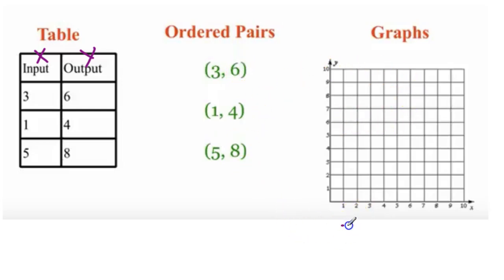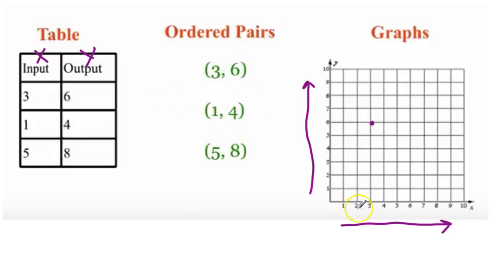If you remember, the horizontal axis is the x, and the vertical axis is the y. So this part of the table, 3 input, 6 output, is the same as this pair, 3, 6. And you can put it on the graph. X is 3, y is 6. So you went 3 to the right, 6 up. Same for the rest of the pairs.